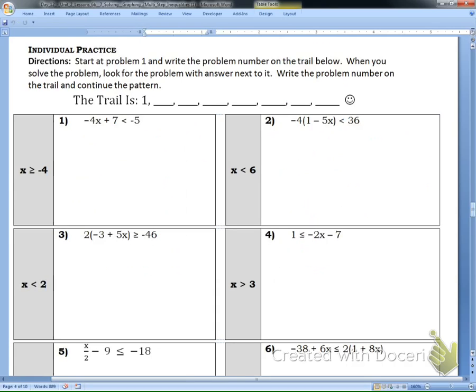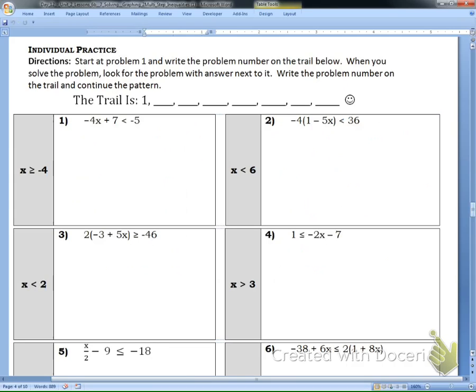Now it's your turn to practice these. This practice page right here is kind of unique and a little different for you. It's just a different way to practice a problem. When you are done with it, you can check your answer in the trail. It says starting with the problem number 1. So what you will do is solve problem number 1, and I'll go ahead and start to do this one for you and show you what you do next then.